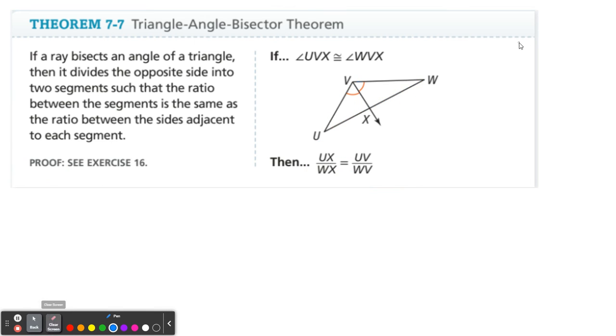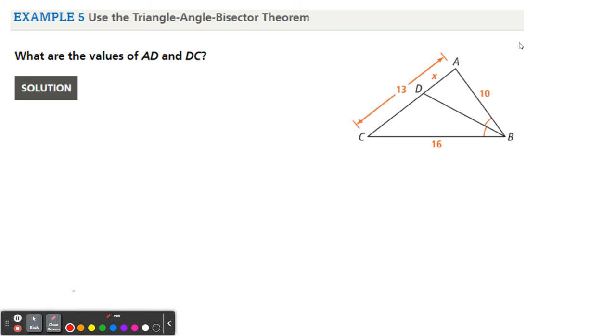Okay, cool. All right, so let's see if we can apply this rule. So what are the values of AD and DC? So here is that angle bisector. So the side that is opposite is AC. So we're going to break AC into two parts. Let's call it AD and DC, right? And then on top is going to be the side adjacent to AD, which would be AB. And then on bottom is the side adjacent to DC, which would be BC.